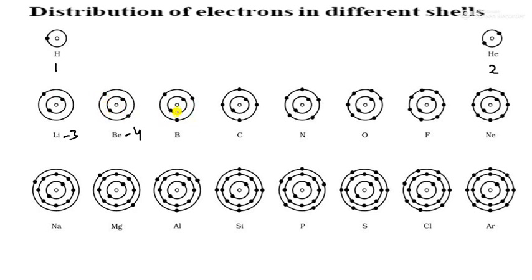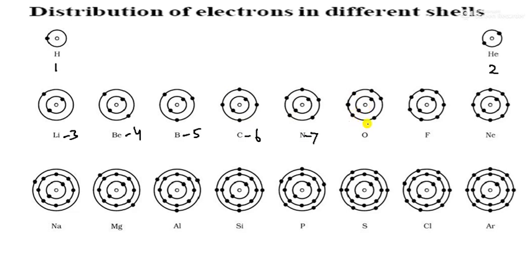Boron is 5, carbon is 6, nitrogen is 7. Beryllium is 2 and 2, you can see 2 here and 2 here. Boron is 5: 2 and 3, where 2 is inside and 3 is outside. Carbon is 6: 2 and 4, where 2 is inside and 4 is outside. Nitrogen is 7, so it becomes 2 inside and 5 outside. So the 5 outer electrons are called valence electrons, and that shell is called the valence shell.